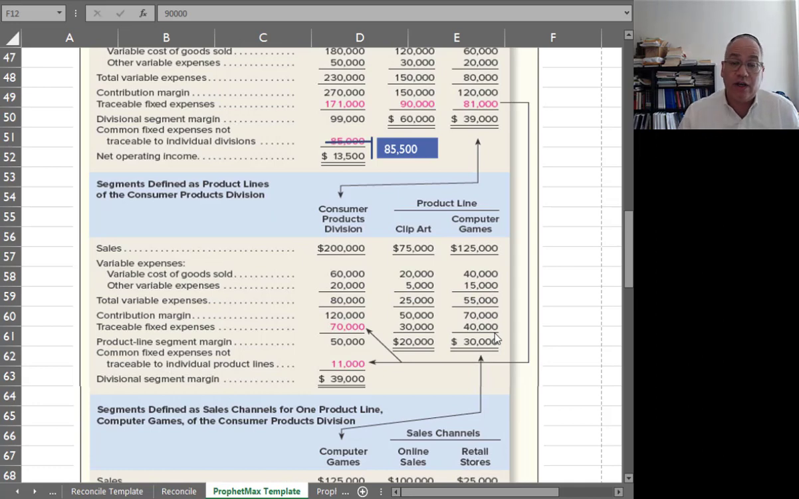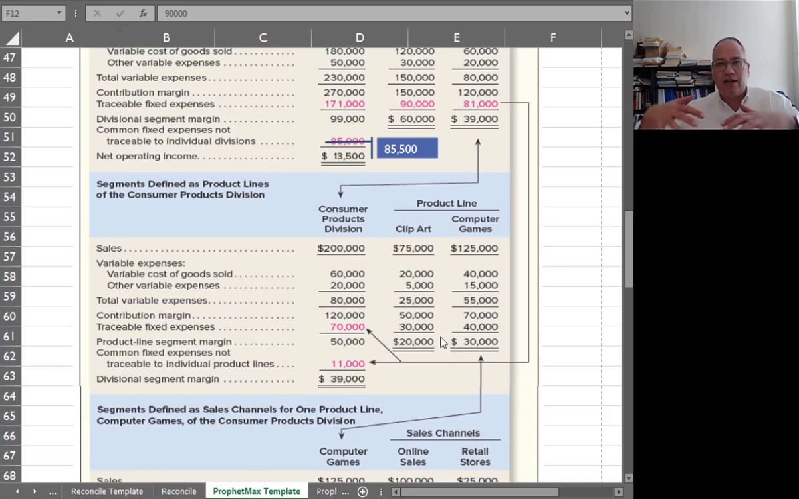And remember again what traceable means. Traceable means that if I get rid of clip art, then that $30,000 of traceable fixed expenses will also go away. So when I figured this out, and I hope you don't mind that I'm not doing the calculation because we've seen this calculation many times, and you should be familiar with how it is done already. Sales minus variable expenses. There's two kinds of variable expenses here, cost of goods sold and other variable, equals contribution margin, minus my fixed expenses equals overall net income. But I'm breaking my fixed expenses into two pieces. So again, I have my clip art and my computer games.